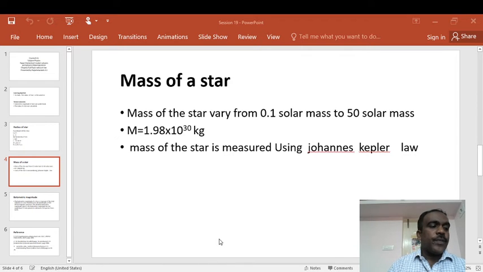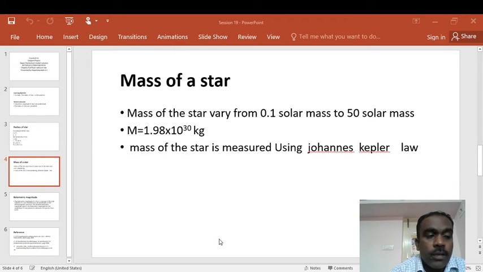The next one is the mass of the star. The mass of a star varies from 0.1 solar mass to 50 solar mass, where the mass of the Sun is 1.98 into 10 raised to 30 kg. We already know that the mass of the Sun is 1.98 into 10 raised to 30 kg.